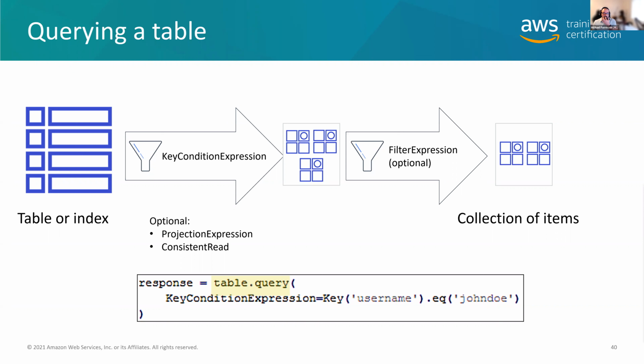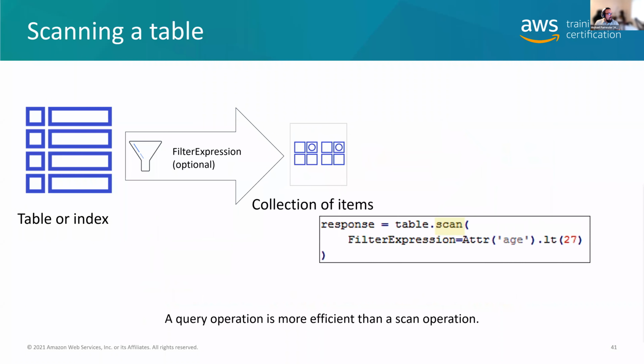In this case, this is using the Python query method against the table, where you retrieve all the items that are in the user table where the key is username equal to John Doe. So it's basically looking for where the partition key is equal to John Doe. Query is actually looking for a specific item, so it queries the partition and returns the thing.